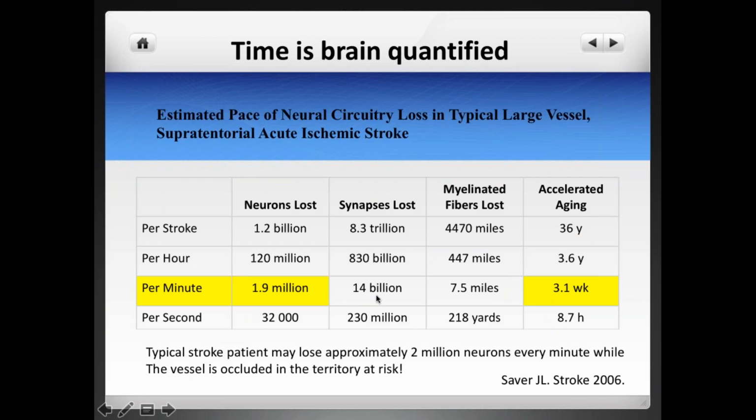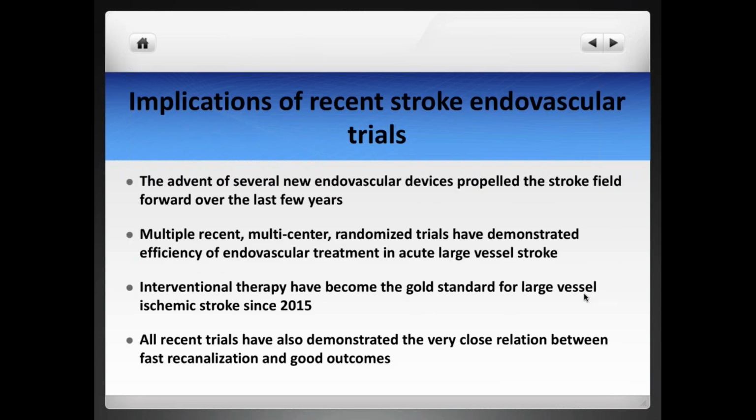As I said, a lot of research has been put into understanding how time is brain. Every minute that passes since the obstruction of a vessel leads to the death of approximately 2 million neurons, based on some studies, which is equivalent to the brain aging approximately 3 weeks. So as you can see, time is definitely brain.